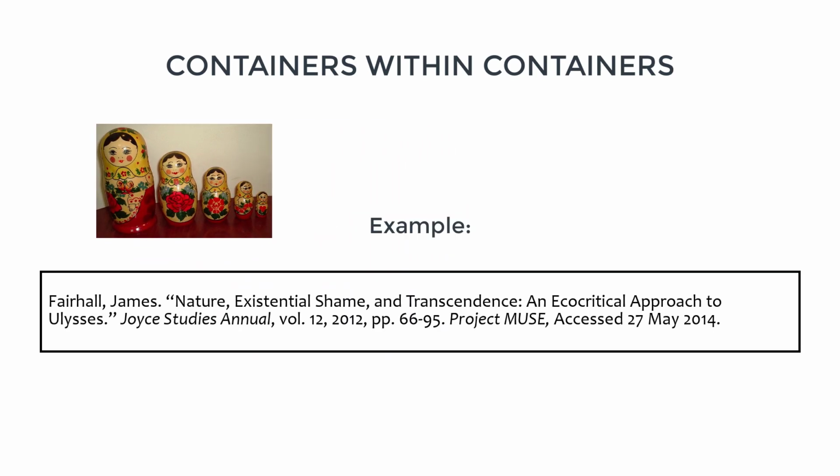MLA citations can even have containers within containers. In this example, the source is the article, Nature, Existential Shame, and Transcendence, an Ego-Critical Approach to Ulysses, written by James Fairhall. The container is the journal, Joyce Studies Annual. The larger container is the database, Project Muse. This citation contains the author, the title of the source, the title of both containers, the volume number associated with the work, and the location, in this case a page range. There is also a date of access. The MLA Handbook recommends using a date of access, meaning the date you access the material for online works, as they might change or move at any time.